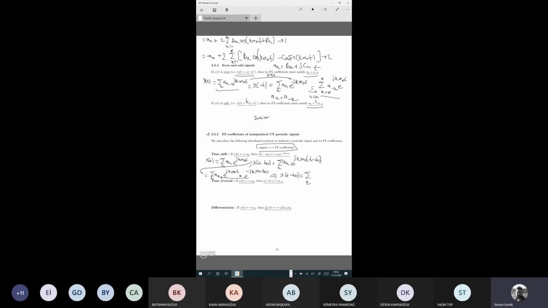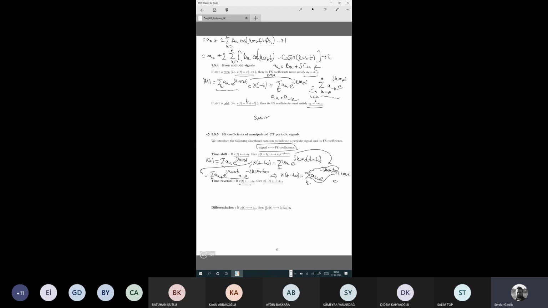So x of t minus t0 is simply the summation over k of ak e to power minus j k omega 0 t0 times e to power j k omega 0 t. So the new Fourier series coefficients are simply ak times e to power minus j k omega 0 t0. This is my new Fourier series coefficients as given by this formula. So what about time reversal?